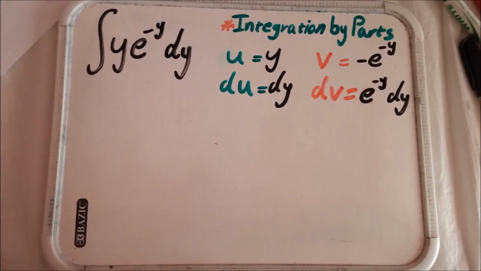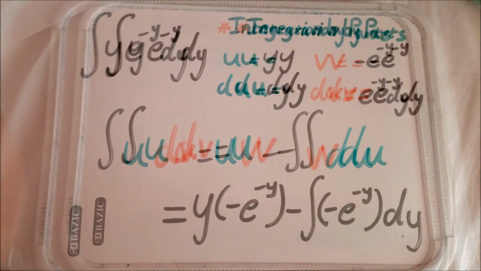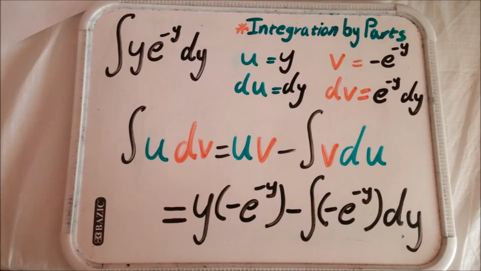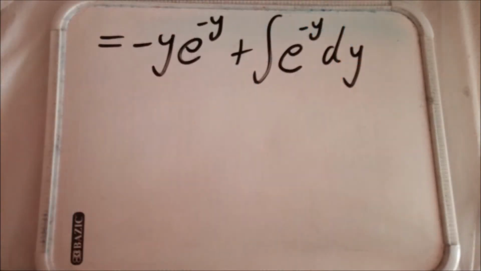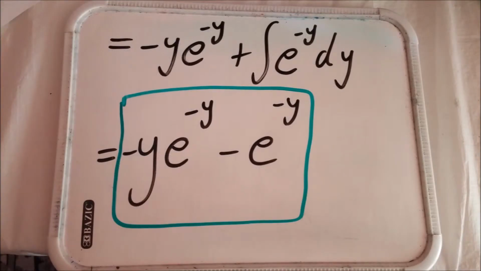Now we just fill in the matching counterparts and follow the formula. That's the integral of u dv equals uv minus the integral of v du. We substitute the original expressions back, and by cleaning up on the negatives, we get negative y e^(-y) plus the integral of e^(-y) dy. All that's left to do is to integrate the last part, and we have our result, which is negative y e^(-y) minus e^(-y).